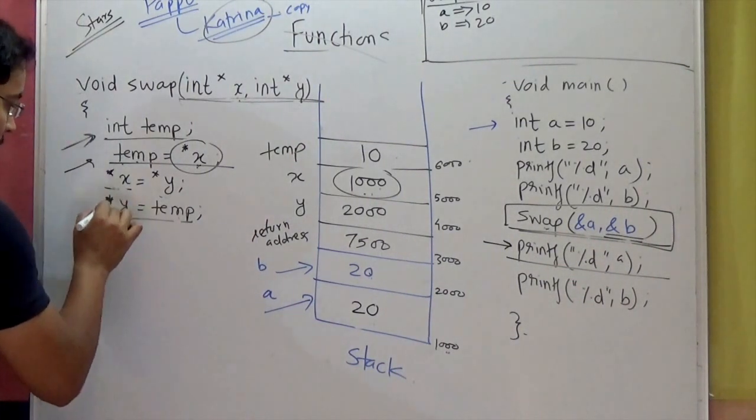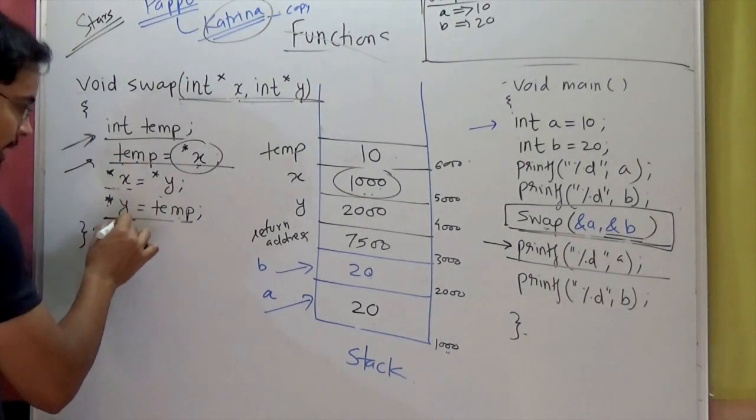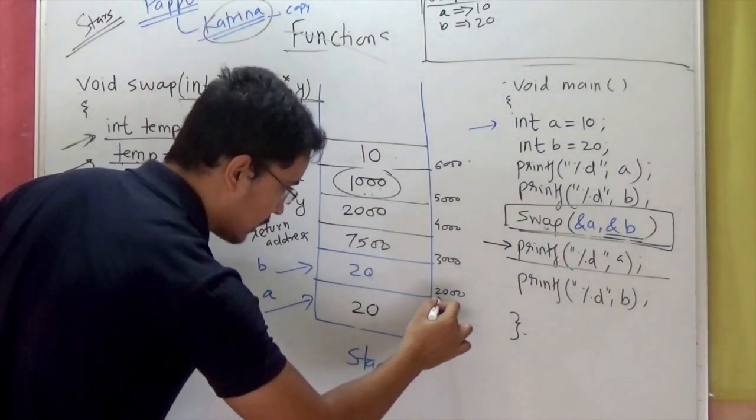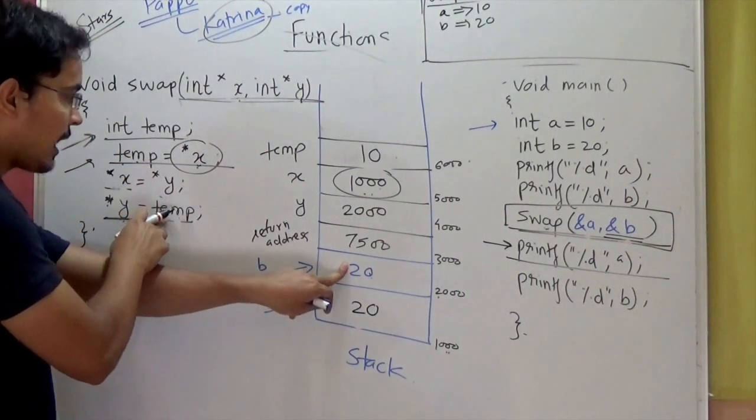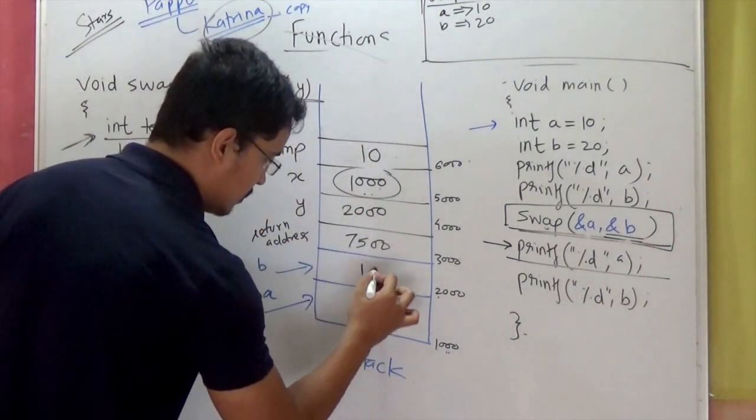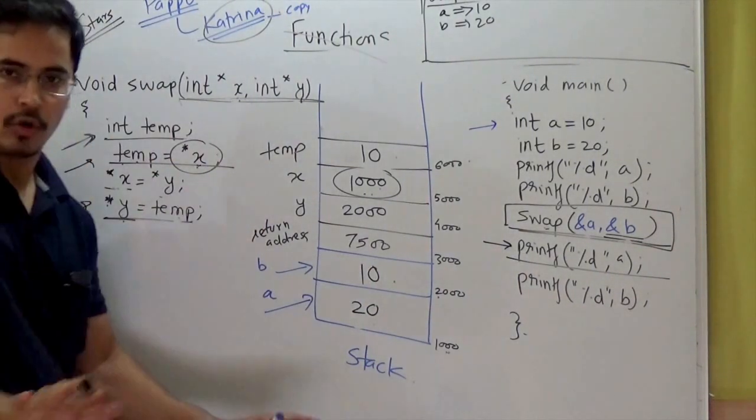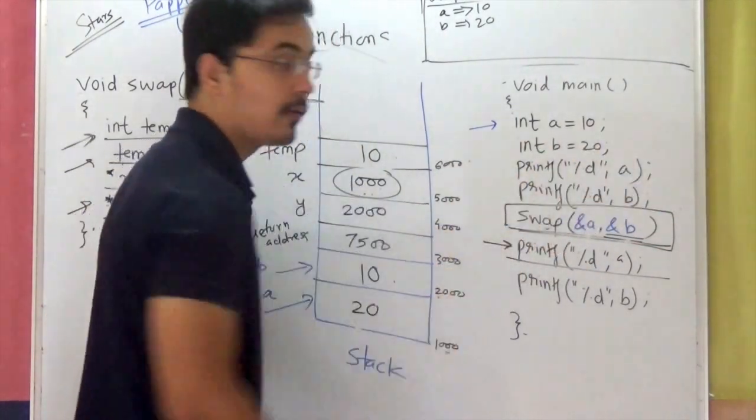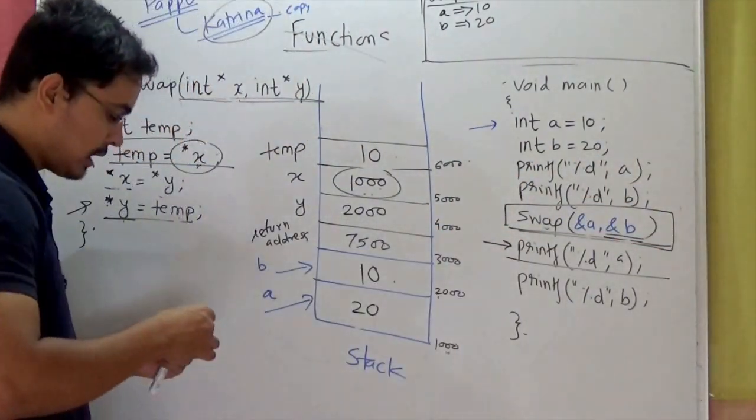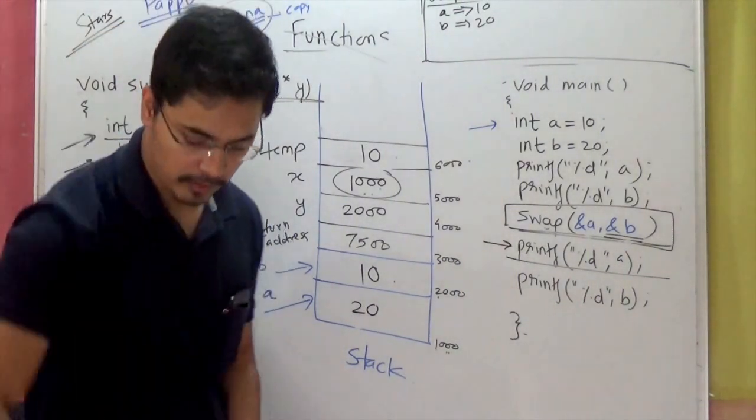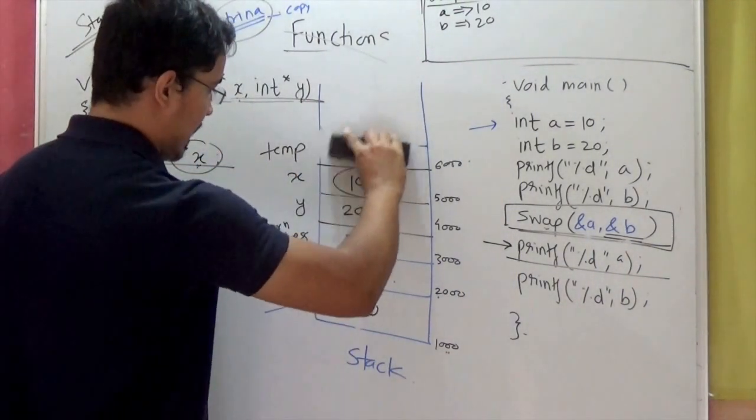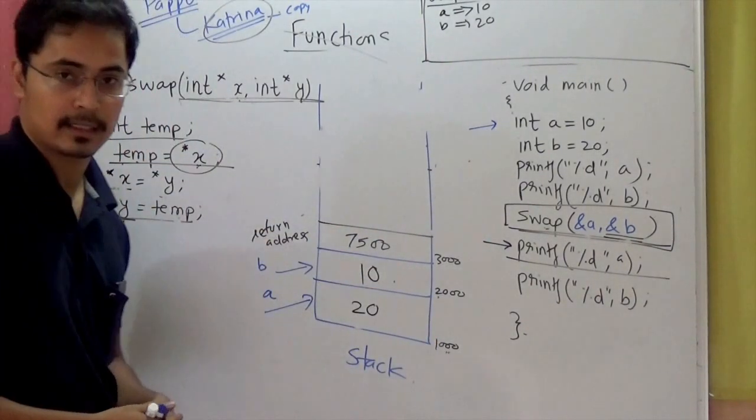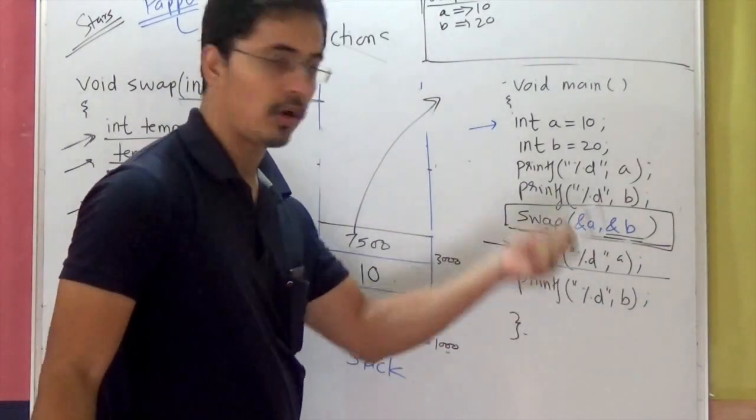Next, value at the address stored by Y. The address stored by Y is 2000. Value at 2000. 2000, where is 2000? Here. Value at 2000 equal to temp. Temp is 10. So 10. Right? Function execution is over. All the statements are finished. That means execution must return to the calling function, that is main. But before we do that, we will pop off the local variables. So temp, X and Y will be popped off the stack. Next, we'll pop off the return address to return to the next line of the calling function.